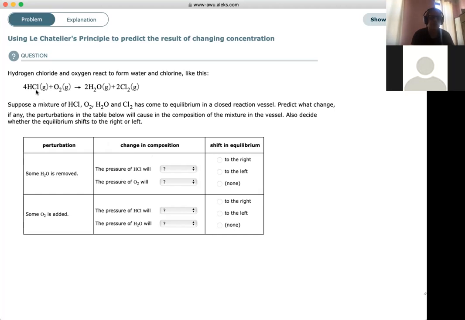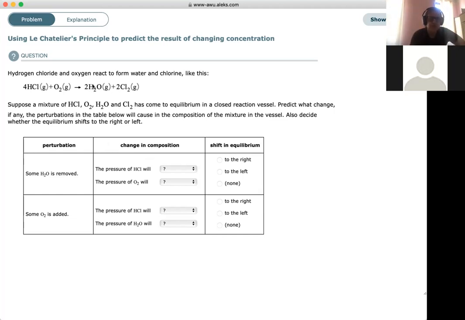So will O2, right? Both of these are on the same side. If one of them goes down, the other one's got to go down too. So these will both decrease, and the equilibrium will shift. Well, you shift to the right. You shift to the side that you removed the product from, okay?